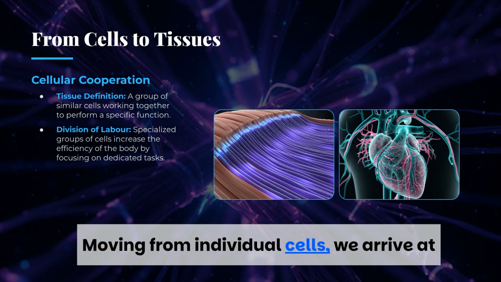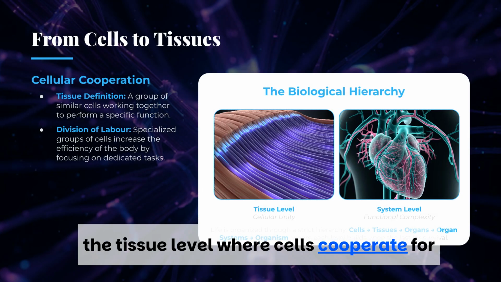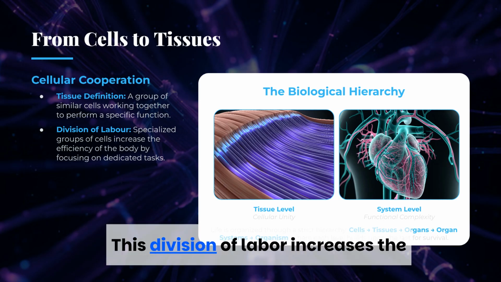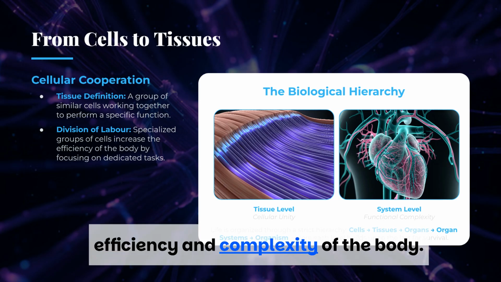Moving from individual cells, we arrive at the tissue level, where cells cooperate for specific functions. A tissue is a group of similar cells working together. This division of labor increases the efficiency and complexity of the body.